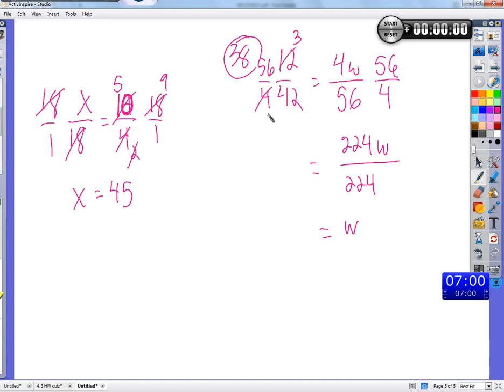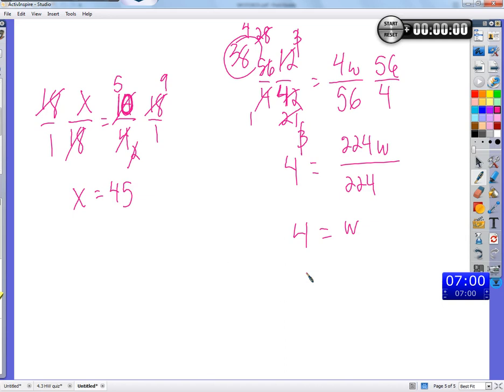4 cancels with 12, that would be 3, 1, 56 and 12, 42 share a factor of 2 at least, 21 and 28, 84, 83, yeah, how about 7? Right? Divide them both by 7. And 3 and 3 cancel each other out. So what are we left with? We're left with 4. All this has been canceled out to 1. This is 4. This is 1. This is 1. So 4 times 1 over 1 times 1 is just 4. W is 4.